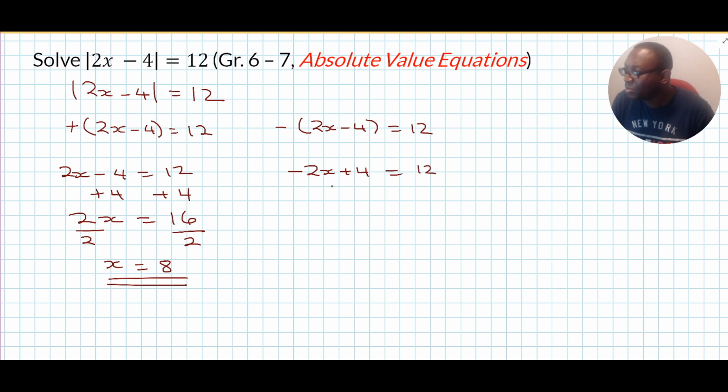And then we're going to subtract 4 from both sides. So negative 2x equal to 8. Now we divide both sides by negative 2. Divide both sides by negative 2. So x is equal to negative 4.